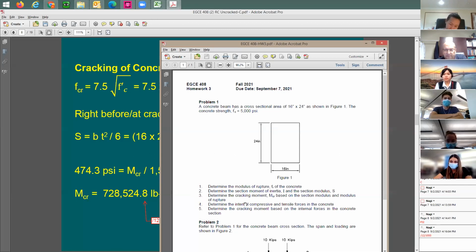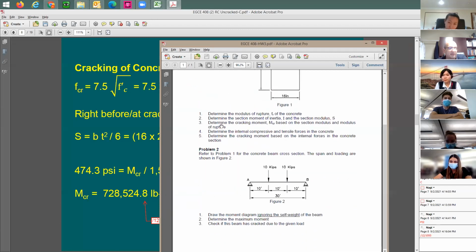All right. I'm going to stop at item 3. I'm going to jump to problem 2 and then come back to 4 and 5. Why would I do that? Because now, by identifying the cracking moment, you should be able to solve this problem. It's going to be one full problem. At least you can do it and finish it.